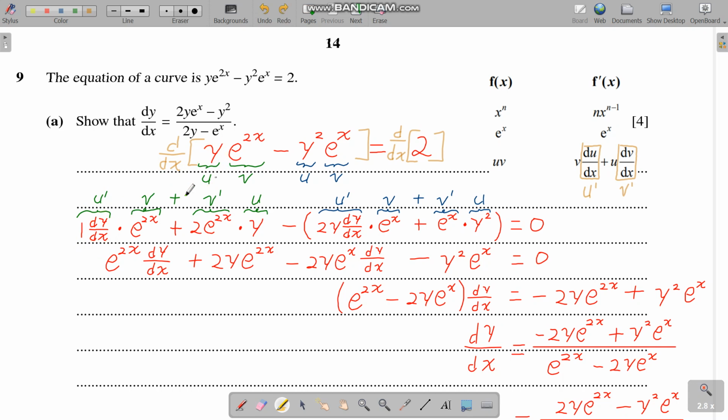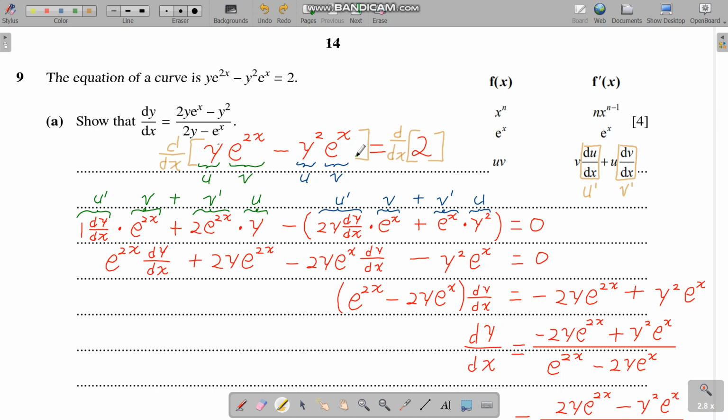Okay, so now this is u prime, and the v is just the same. For the v prime, this is the MF19 formula, so we get exactly the same e to the 2x, but multiplied by 2 because of the chain rule. The derivative of 2x is 2. So that's the v prime, and the u is still y.